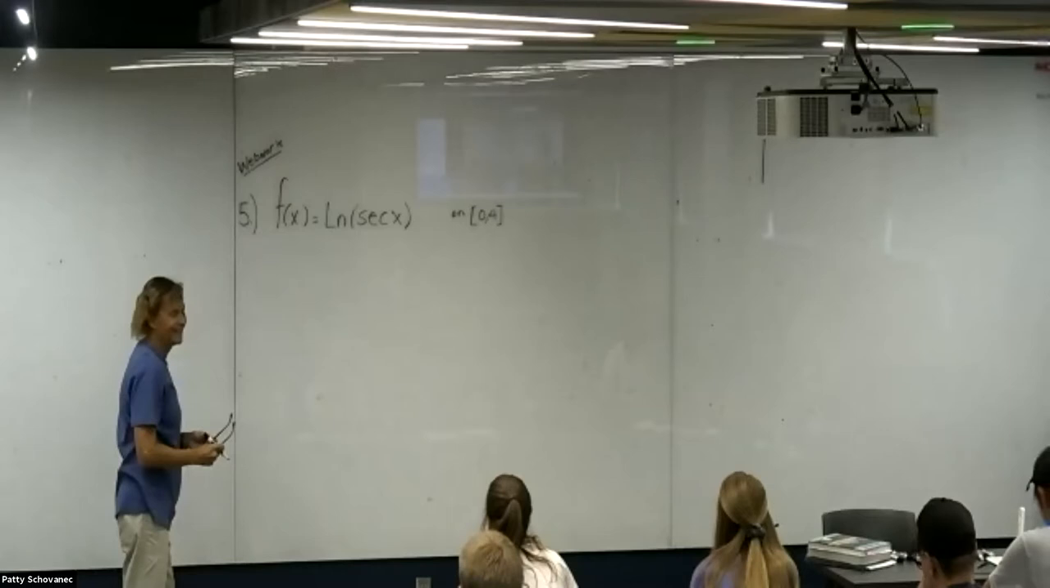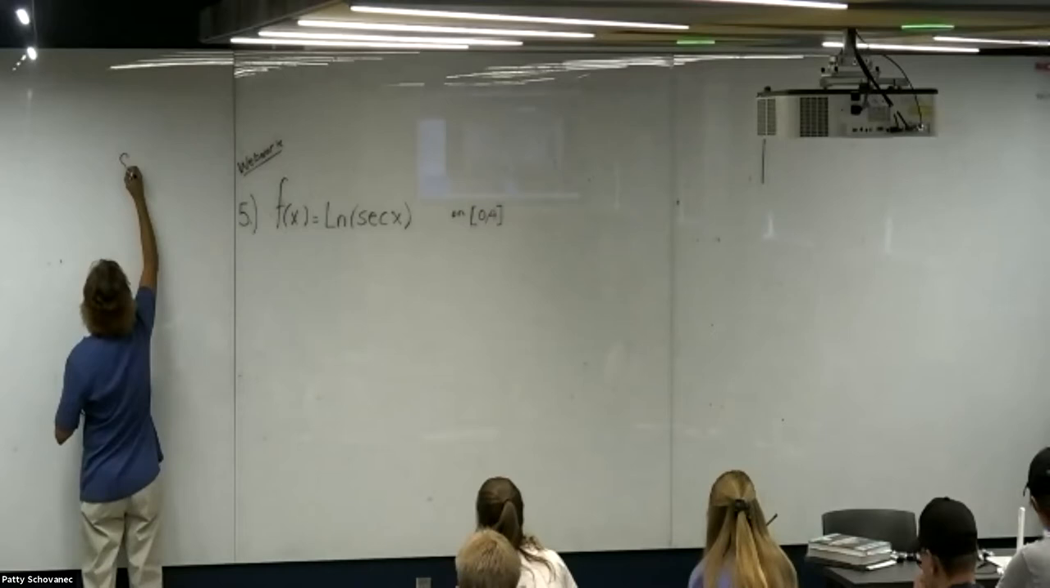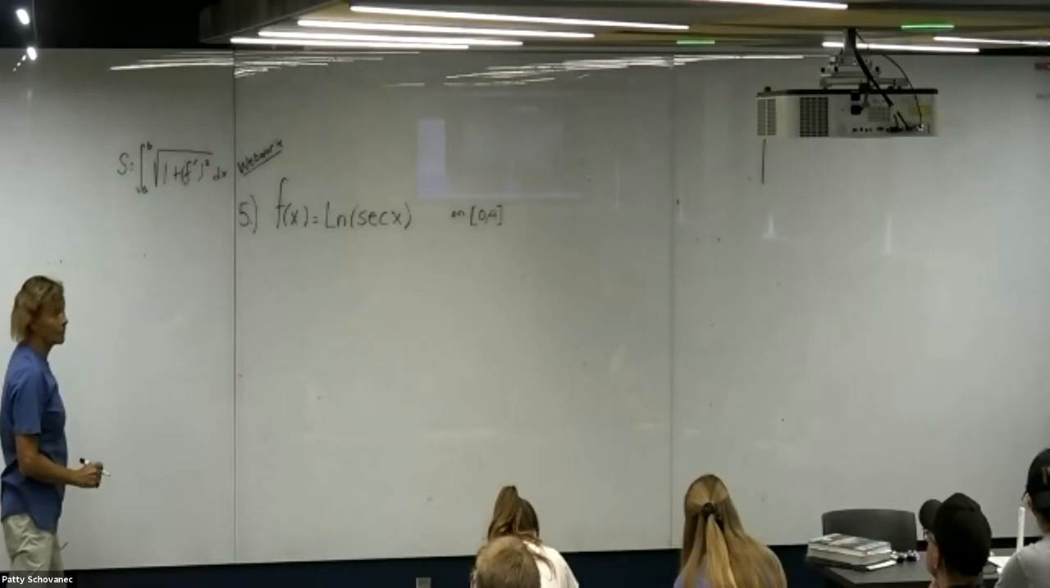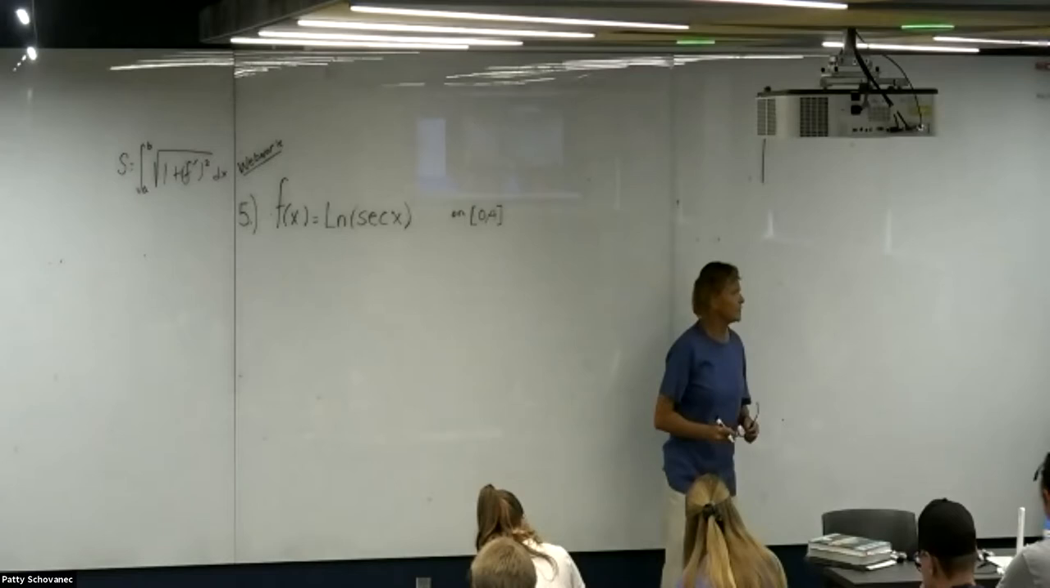Okay, so we're finding the arc length, and so our formula for arc length in rectangular coordinates is the integral from a to b of the square root of 1 plus f prime all squared times dx. We could do also as functions of y. It fits. Okay, so we need a derivative.